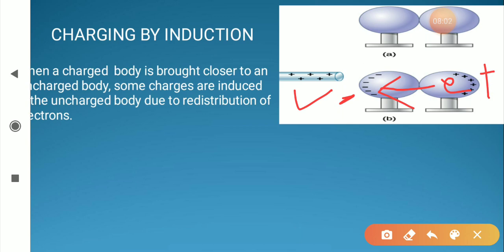And now if the two spheres are separated, then this one will become negatively charged and the other one will become positively charged. So both the spheres are charged with opposite and equal charges just by bringing a positively charged rod closer to it and not in contact.